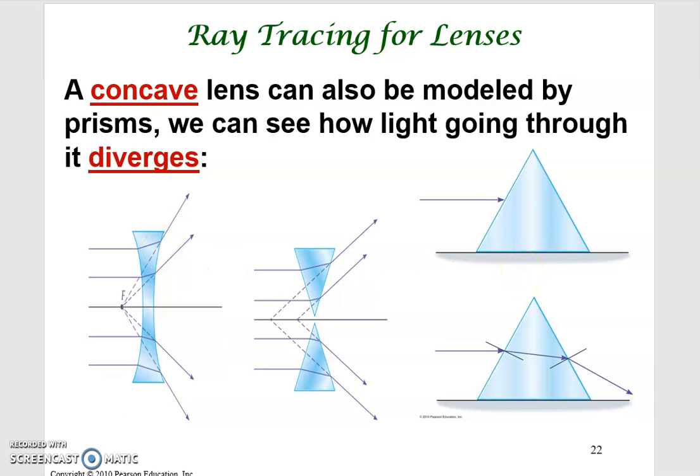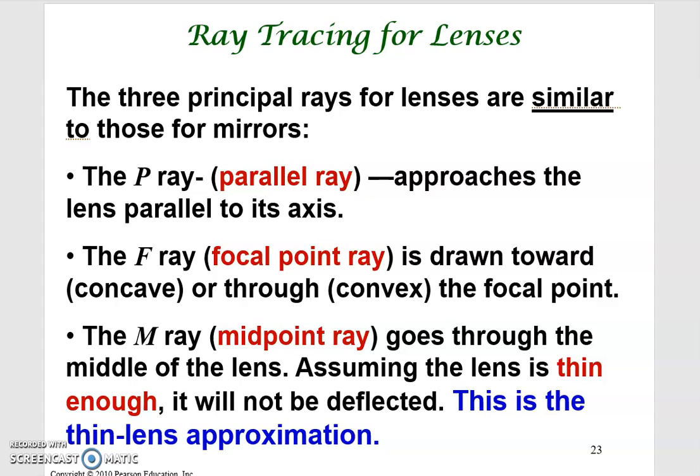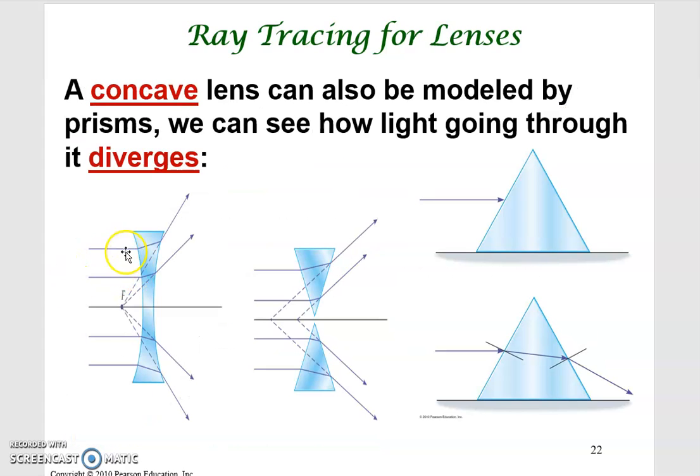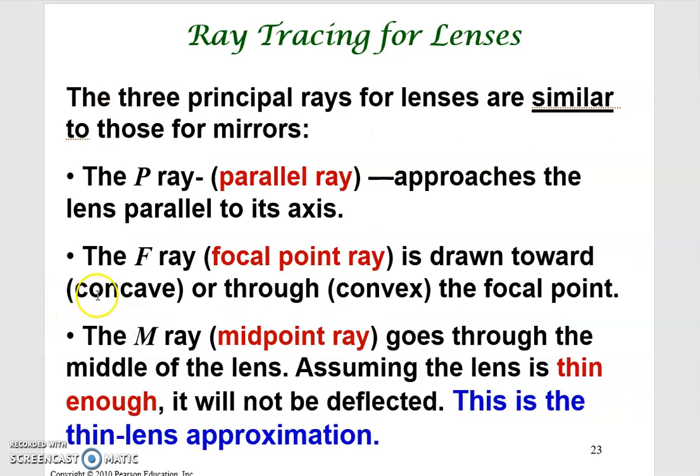It is not reflected. In the previous lectures, when we studied ray tracing for the mirrors, we defined the so-called three rays. Similarly, we should define the concept here. The first is the P ray, which is the same as before. It is the ray parallel to the axis. So this is the P ray. The second is the F ray. It is the ray going toward or passing through the focal point.